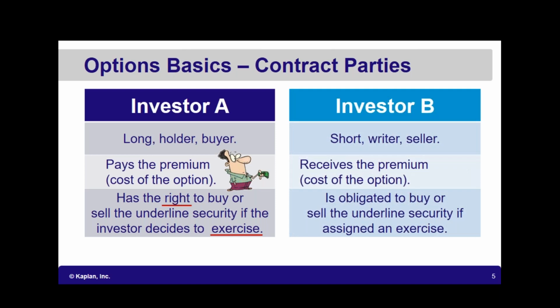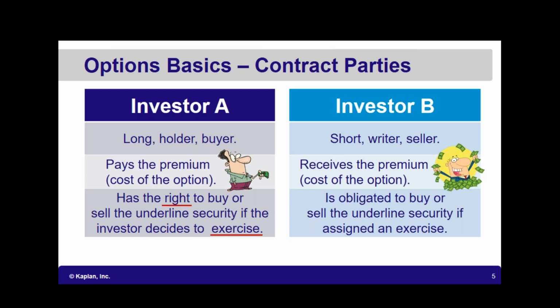On the flip side, I have investor B. Investor B is known as the investor who's short or the writer or the seller of the option contract. Now, if you sell something, that means you're going to receive money. And of course, what you receive is considered the premium. That's what the option cost. That's what the buyer pays and the seller receives.